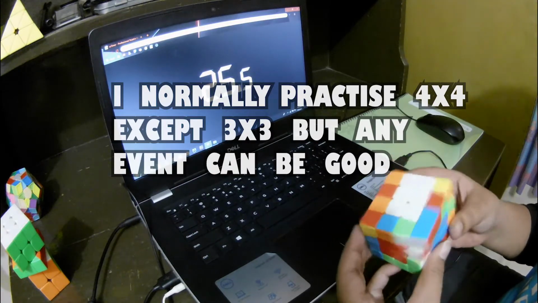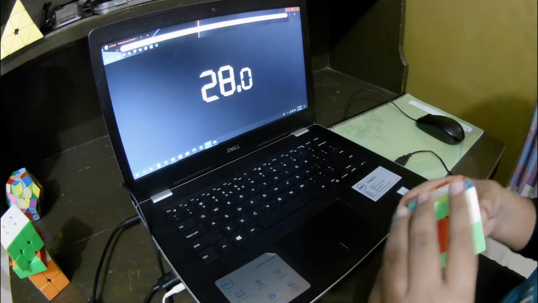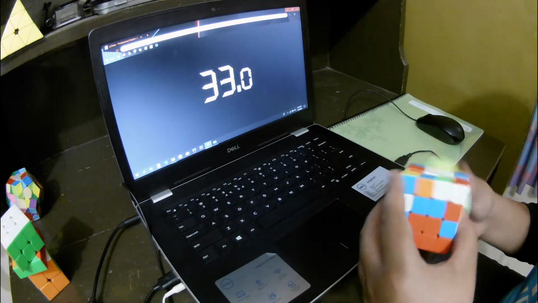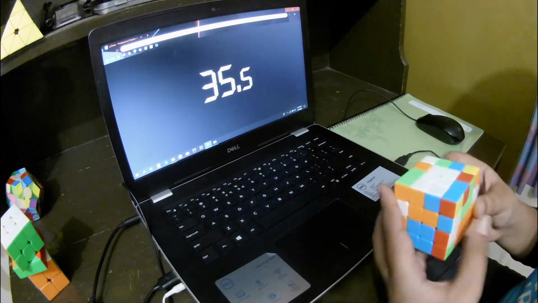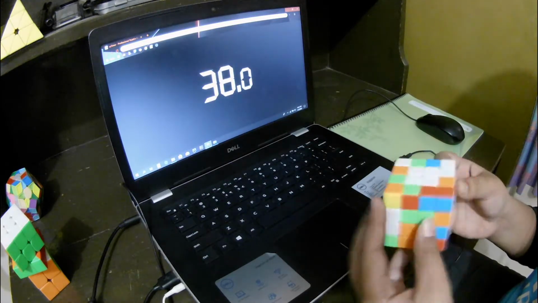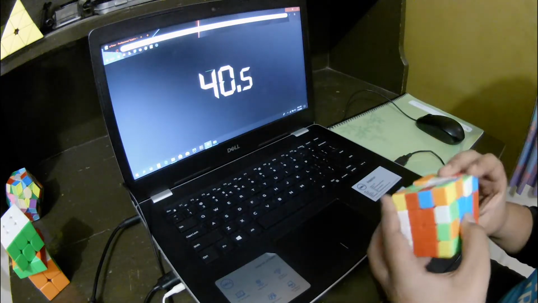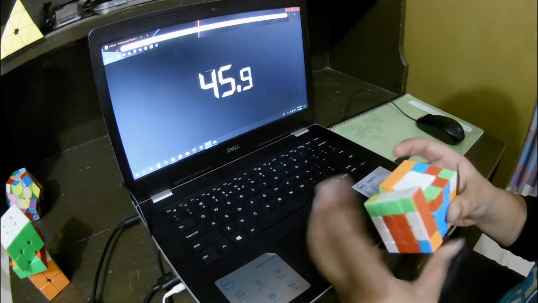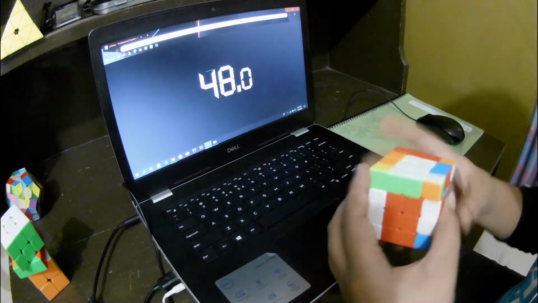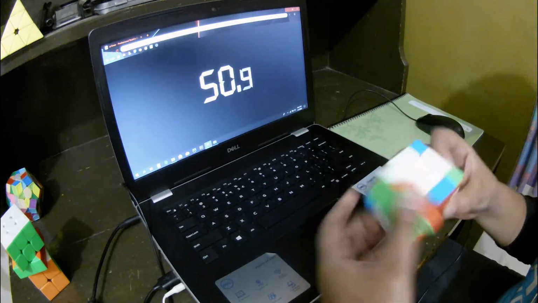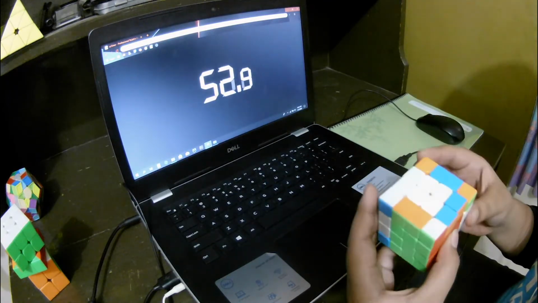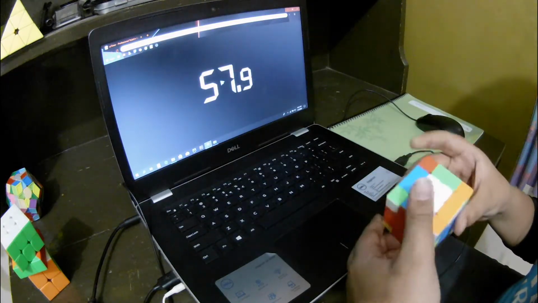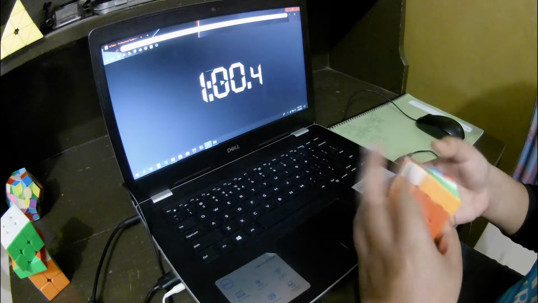So I will tell you my personal story. When I wanted to be sub 16, I was stuck at 18 seconds all the time, and I didn't cube for like a year, from March 2018 to the end of 2018. At that time I didn't touch the cube at all, and that actually had a bad impact on me.